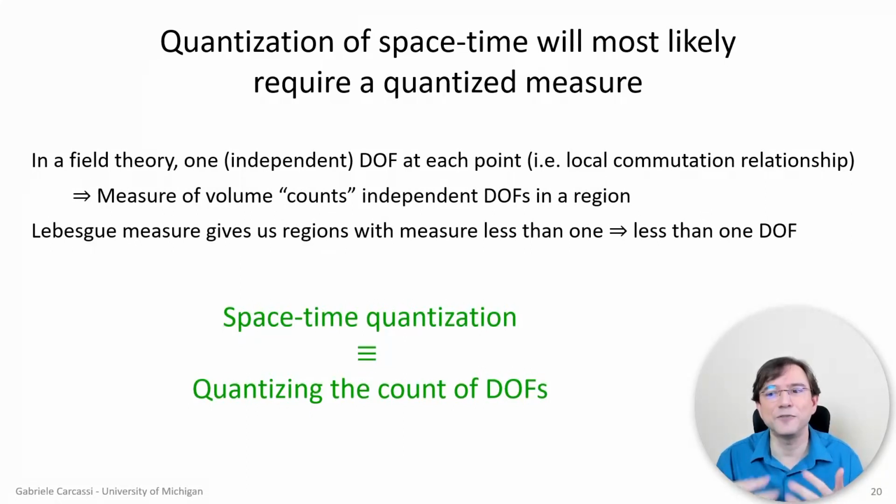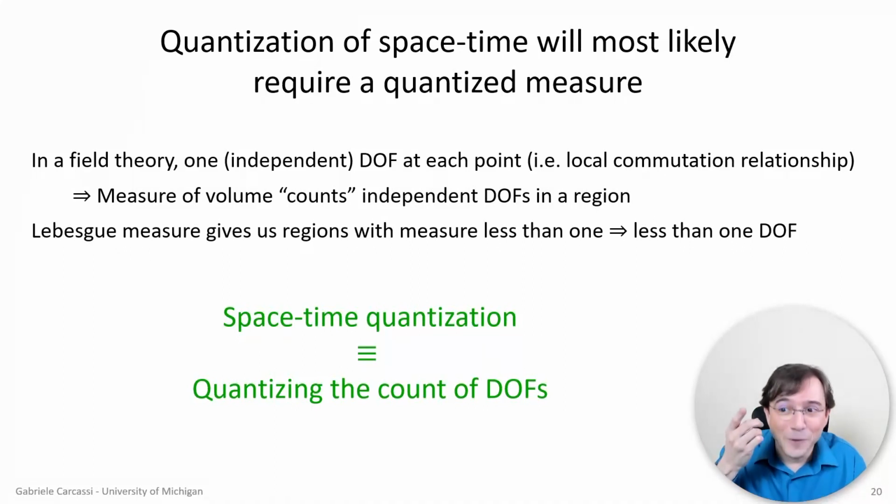And so the idea is that if we really wanted to have space-time quantization, then what we are actually doing physically, very likely, is that we want to quantize the count of degrees of freedom. And we are going to have similar problems to what we have for the count of states. The region is going to decrease and decrease, and then at some point it's not going to decrease as fast. It's going to converge to one.